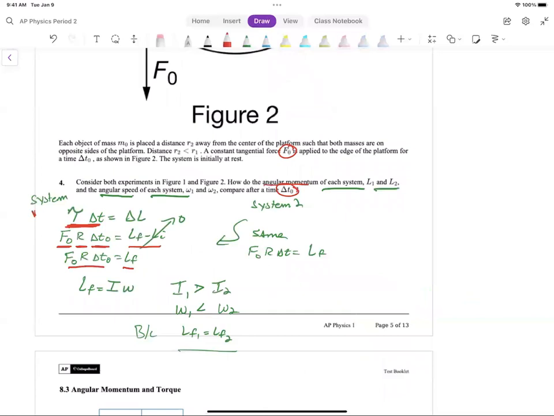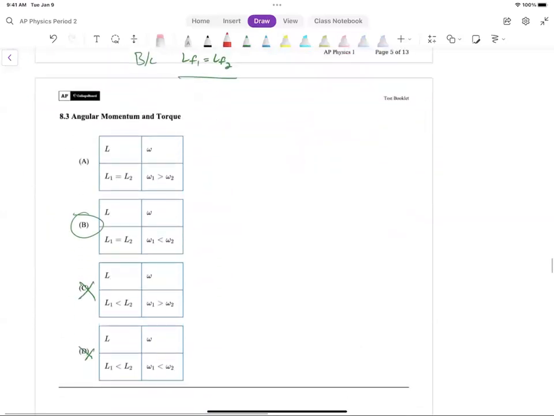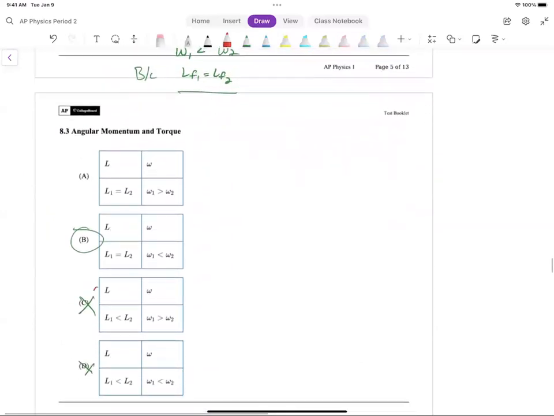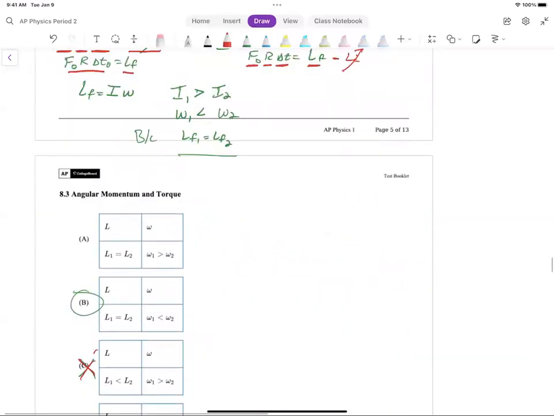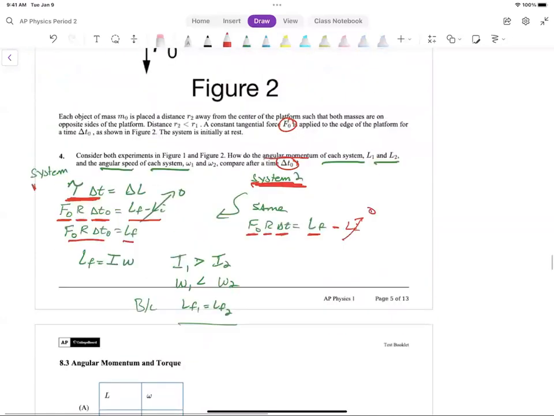How do the angular momentum of each system and the angular speed of each system compare after this time? So they want to know the final angular momentum they want to compare. Well, if I look at system 2, I apply the same force at the same distance for the same time. And again, it started from rest, so that will be the same value. So I've eliminated 2 answers. The L1, L2 at the end will be the same.